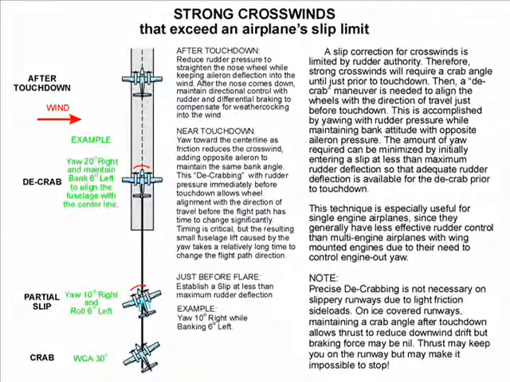This technique is especially useful for single-engine airplanes, since they generally have less effective rudder control than multi-engine airplanes with wing-mounted engines, where the control of engine-out yaw is a primary design consideration. We should note that precise decrabbing is not necessary on slippery runways due to light friction side loads. On ice-covered runways, maintaining a crab angle near touchdown allows thrust to reduce downwind drift, but braking force may be nil. Thrust may keep you on the runway, but may make it impossible to stop.